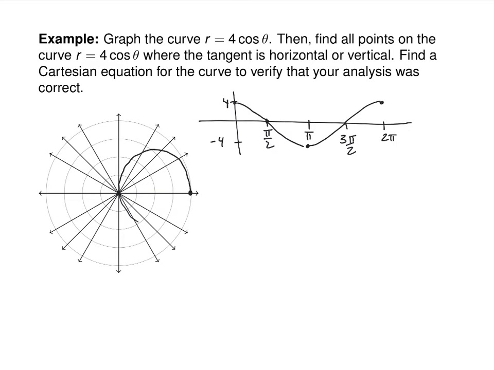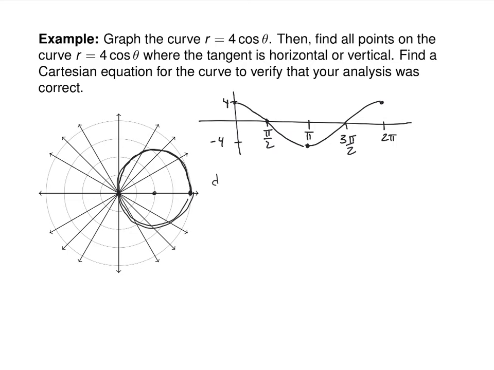And if you continue past pi, you're just going to trace the circle one more time. So this is actually a circle of radius 2 with center at (2, 0), and we'll prove that in just a moment. So we're going to find where the tangent is horizontal or vertical.